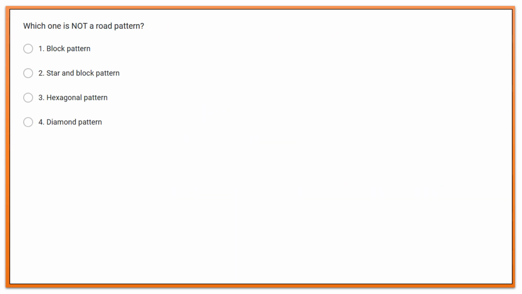The next question: which one is not a road pattern? There are different kinds of road patterns. In the first option, block pattern, yes, block pattern is a road pattern. Star and block pattern, hexagonal pattern, all three are road patterns. But the diamond pattern is not a road pattern. So here the last option is correct, which is diamond pattern.